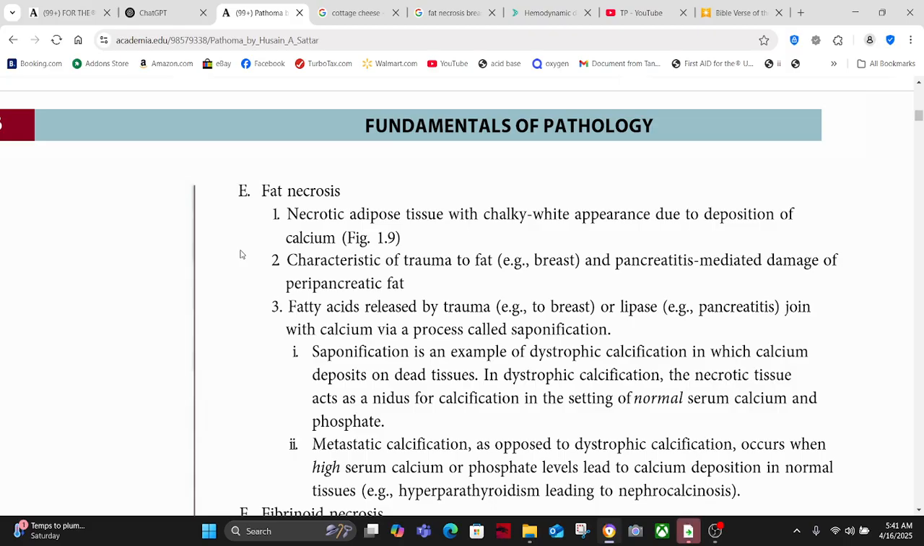So let's say a woman was involved in a car accident, and she hit her breast on the dashboard, and let's say it was a massive collision, and this is trauma to the breast, and so fatty acids are now released from the breast, and they will join with calcium, right? And this calcium will deposit in this dead tissue in the breast, right? So this is what that looks like.